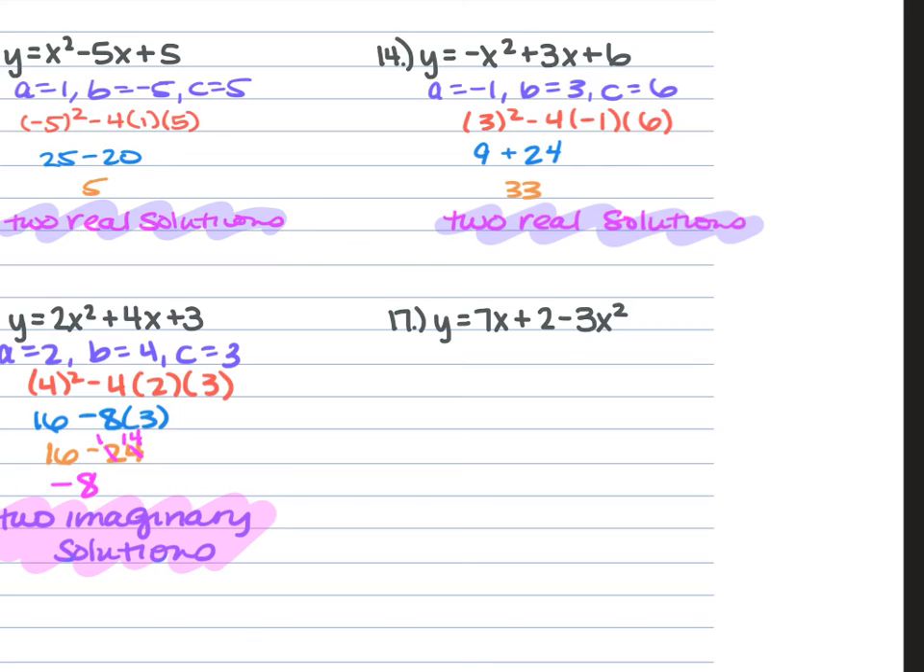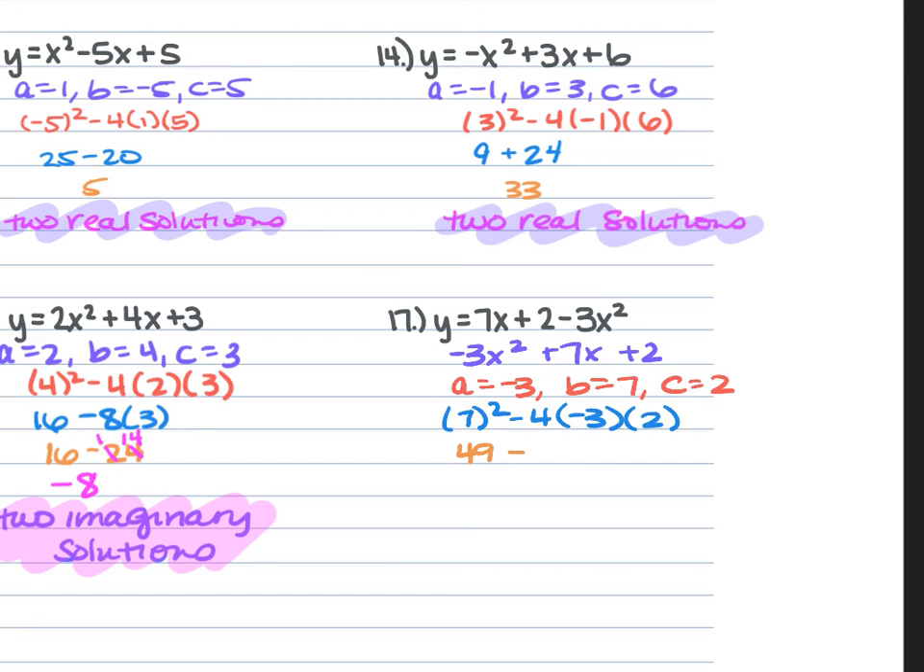For 17, we have y is equal to 7x plus 2 minus 3x squared. So we're just going to rearrange this to be negative 3x squared plus 7x plus 2. So our a is negative 3, our b is 7, our c is 2. So using this, we're going to do b squared, so 7 squared minus 4 times negative 3 times 2. 7 squared is 49. The negative 4 times negative 3 is positive 12, times 2 is going to give us 24, so 49 plus 24 is 73. 73 is a positive number, so that's 2 real solutions.